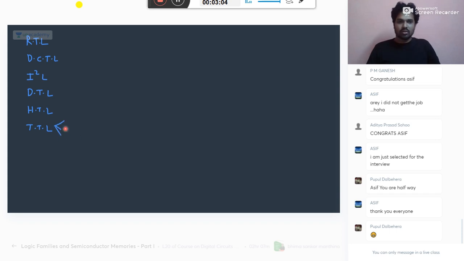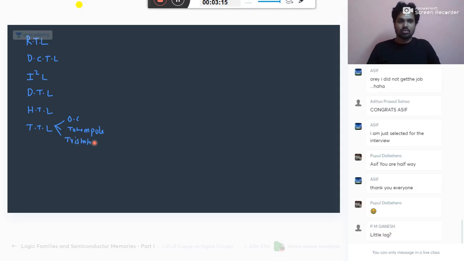In this three: open collector, totem pole, and tri-state output configuration.